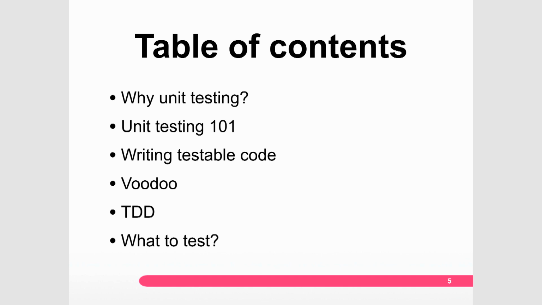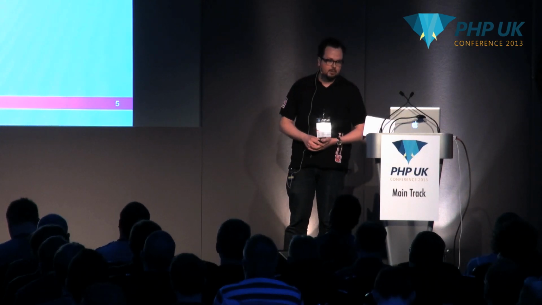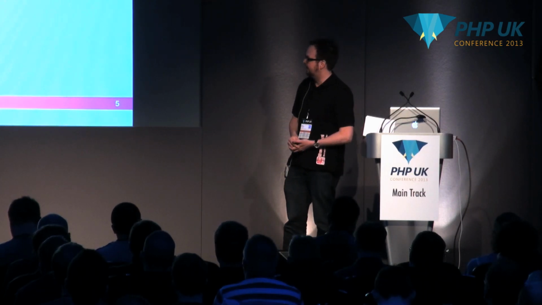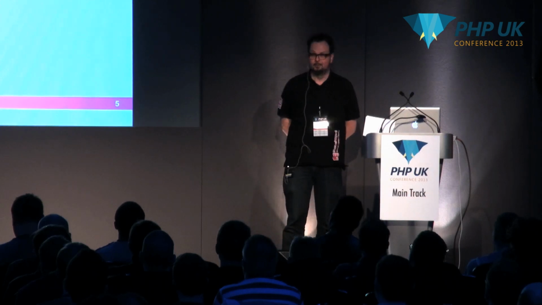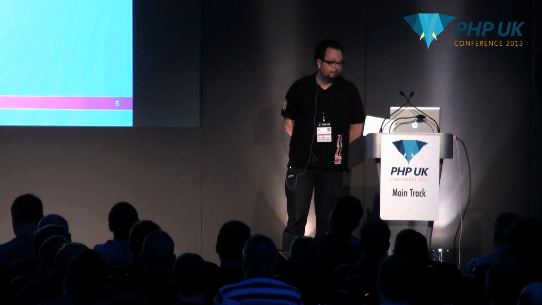So I'm first going to explain why unit testing is important. Then we're going to write a really simple school book example unit test. I'm going to explain something about writing testable code and why it's important, how you could do that. I have some things I placed under the chapter Voodoo, which are things you probably shouldn't do, but they are damn handy, so you probably would like to do them anyway. Test-driven development, I want to explain what it is and why it's important, and then I want to tell you what to test.